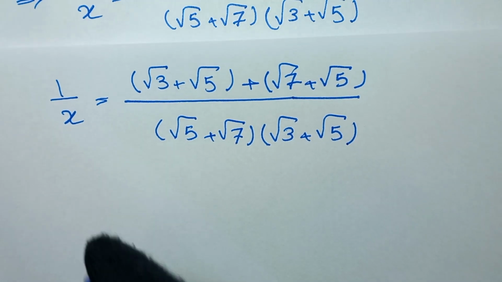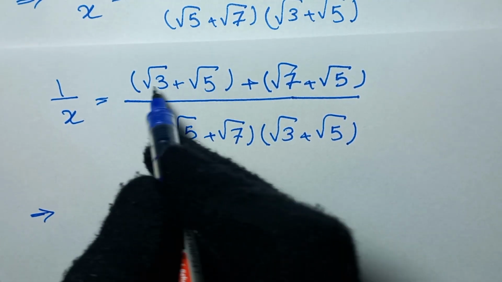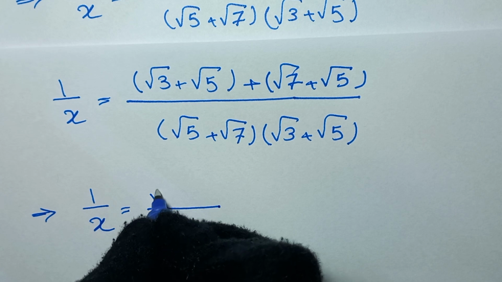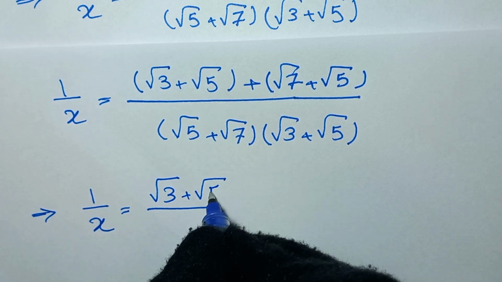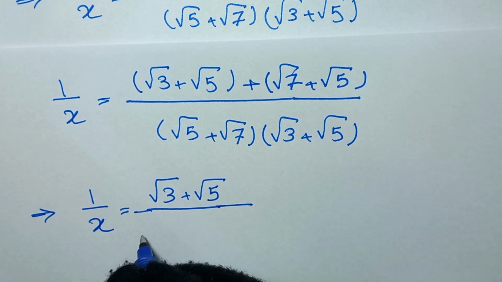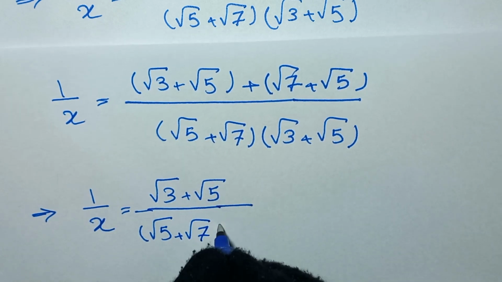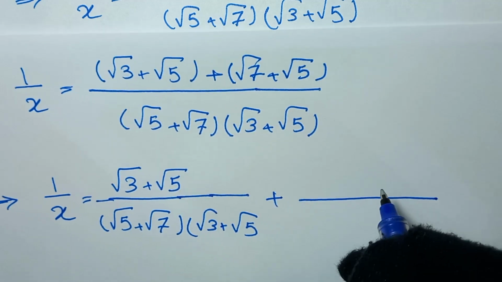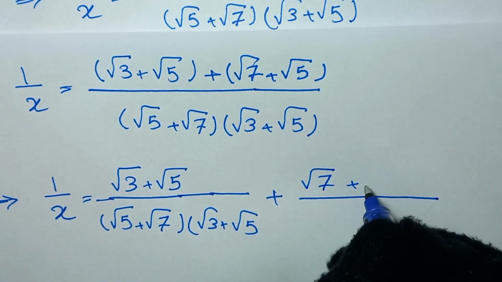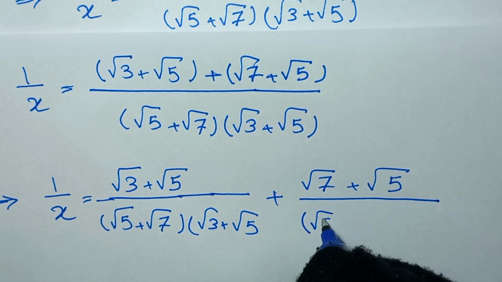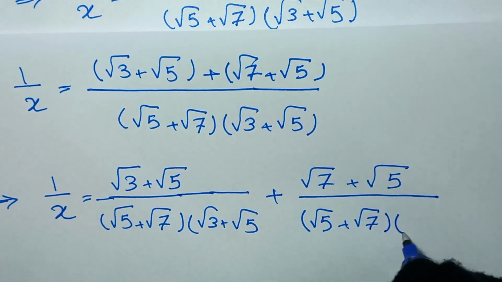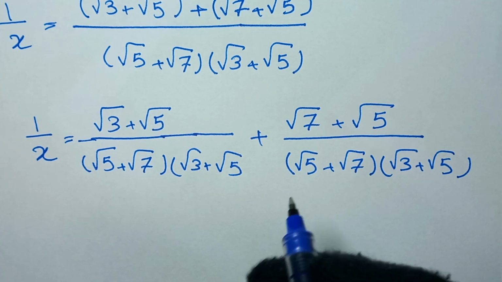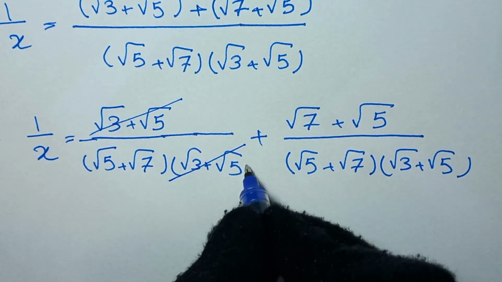And in next step, we separate these two brackets and it will be 1 over x is equal to square root of 3 plus square root of 5 over square root of 5 plus square root of 7 times square root of 3 plus square root of 5, and plus square root of 7 plus square root of 5 over square root of 5 plus square root of 7 times square root of 3 plus square root of 5, right? And in here, this will cancel this, right?